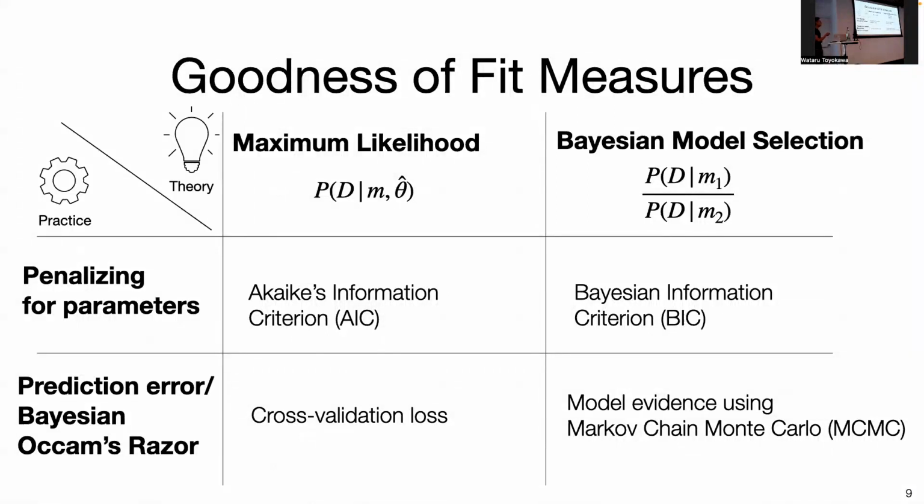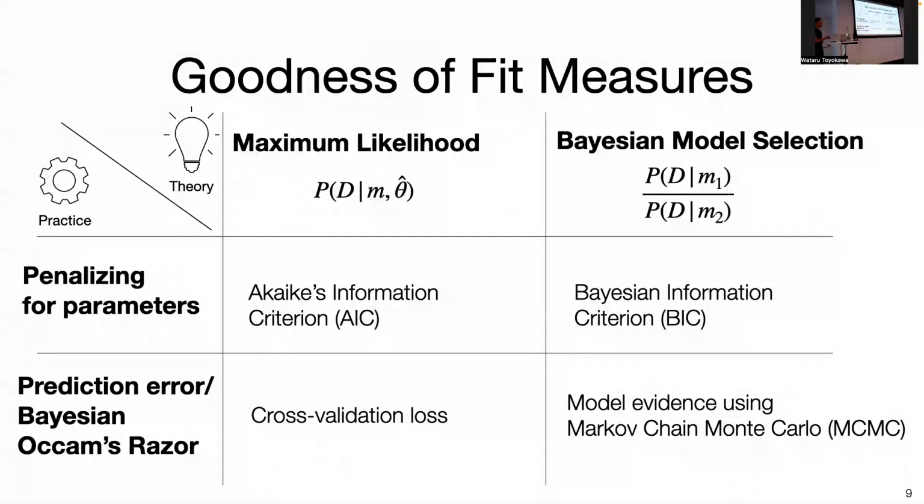And these kind of map onto different theoretical frameworks, either a maximum likelihood approach, where we're getting a point estimate of the parameters of our model that provide the best fit, or a Bayesian approach, which provides us with distributions. But in practice, we can actually think about these as following two different main approaches. One is we're penalized for parameters. So both AIC and BIC, they have kind of fallen under different camps in terms of theoretical interpretations, but in practice, they're actually very similar and just based on penalizing for parameters.